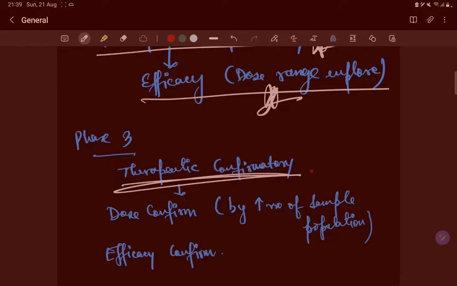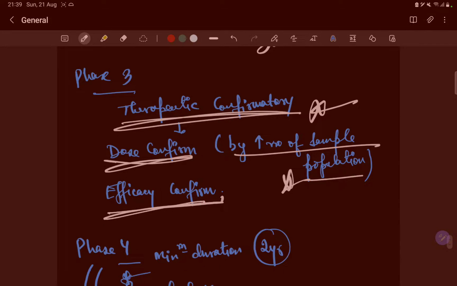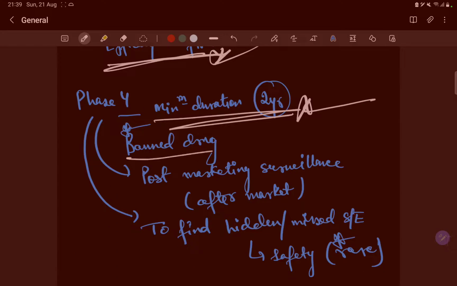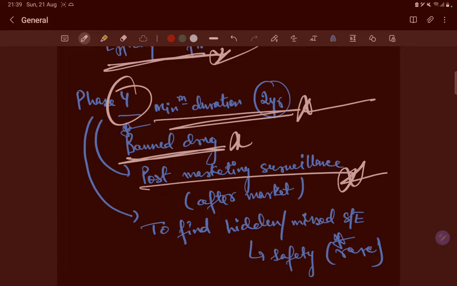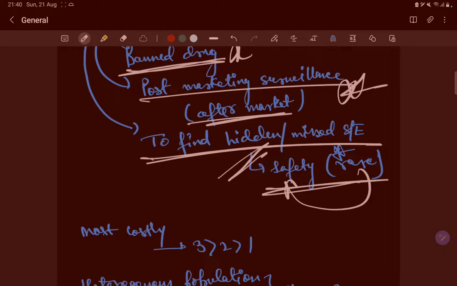Phase 3 is the therapeutic confirmatory. This is the dose is confirmed by increase in the number of sample population. By increase in the number of sample population, efficacy is confirmed. So that is known as the therapeutic confirmatory. Phase 4 is minimum duration of 2 years. जितने भी बैन ड्रग्स होते हैं वो फेज़ 4 से ही निकलते हैं. पोस्ट मार्केटिंग सर्वाइलेंस कहते हैं, मार्केटिंग करते हैं जो, एंड फाइंड द हिडन और मिस साइड इफेक्ट. जो सेफ्टी, रेयर सेफ्टी मतलब वो स्टडी होती है, बिकॉज ऑल द रेयर साइड इफेक्ट्स विल बी सीन ओवर हेयर.